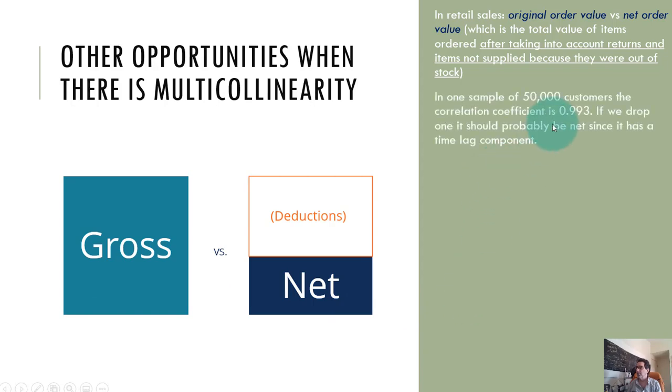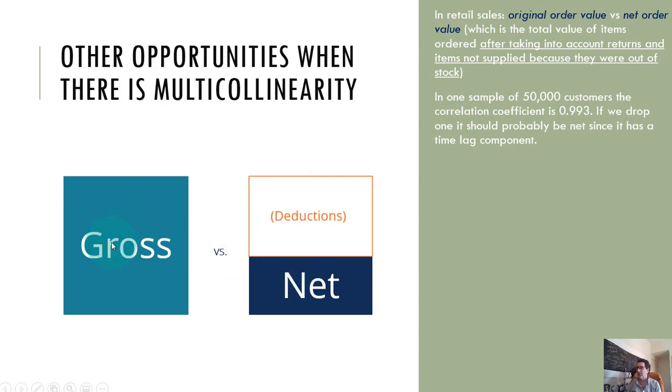So in one sample of 50,000 customers, the correlation coefficient between these two was extremely high, 99.3%. If we drop one, and we typically would think about dropping one, probably we'd drop this one, because we won't know what it really is until later. There's some kind of lag here because we don't know what's going to be returned. This we know immediately. So we probably drop this one and not this.